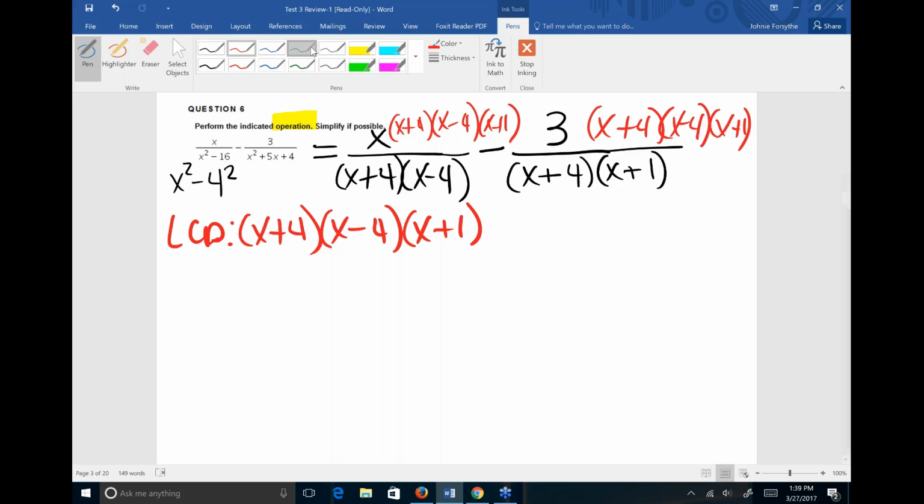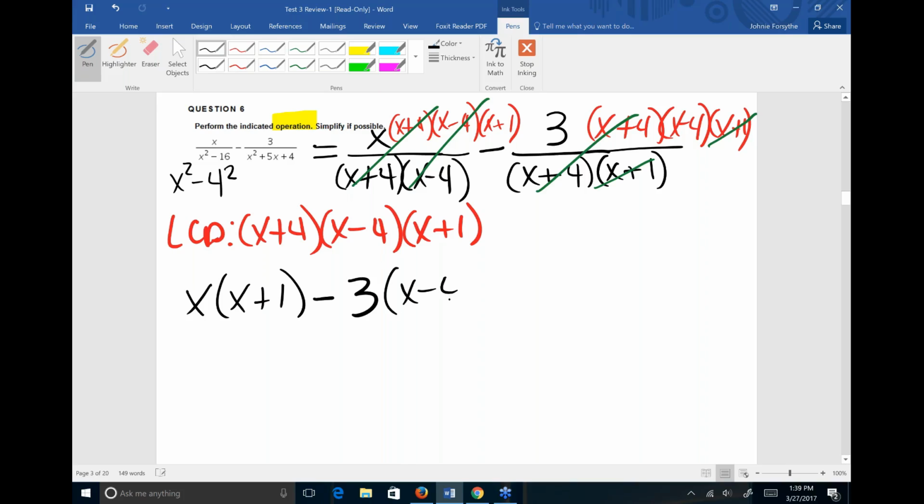So let's see what happens. The x plus 4 cancels, the x minus 4 cancels, and so at the top I'm just going to have x times x plus 1. Okay, and now over here, the second rational expression, you see the x plus 4 cancels, the x plus 1 cancels, and then all I have left is minus 3 times x minus 4.